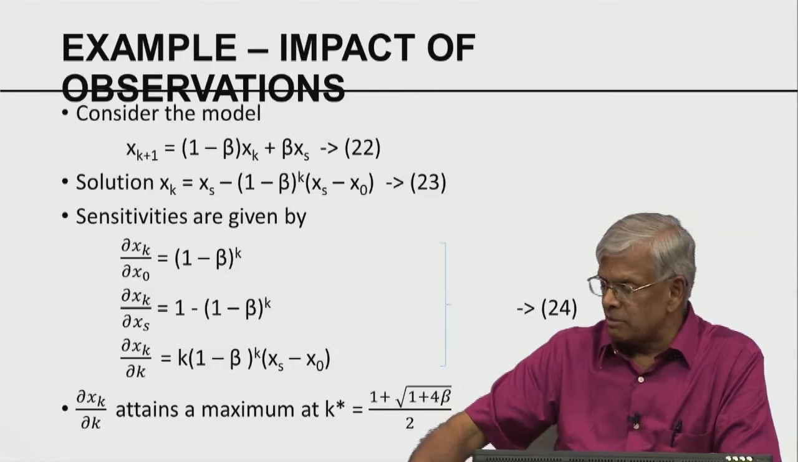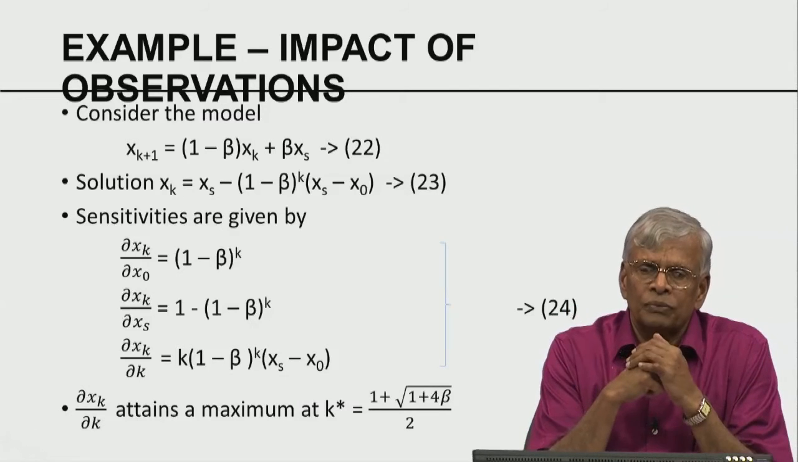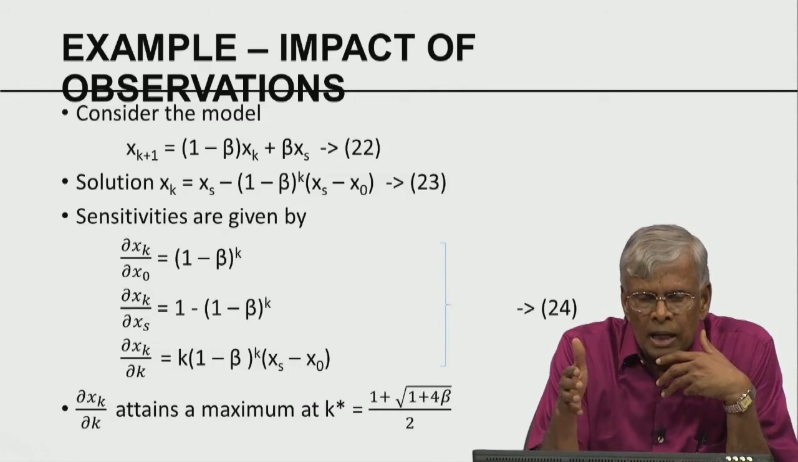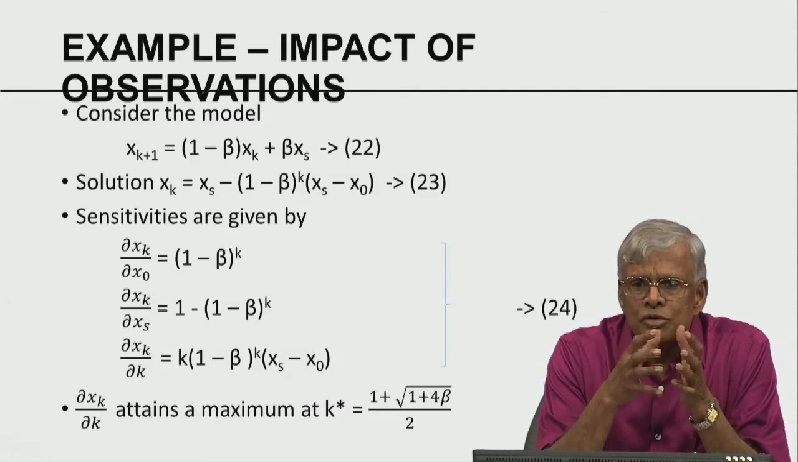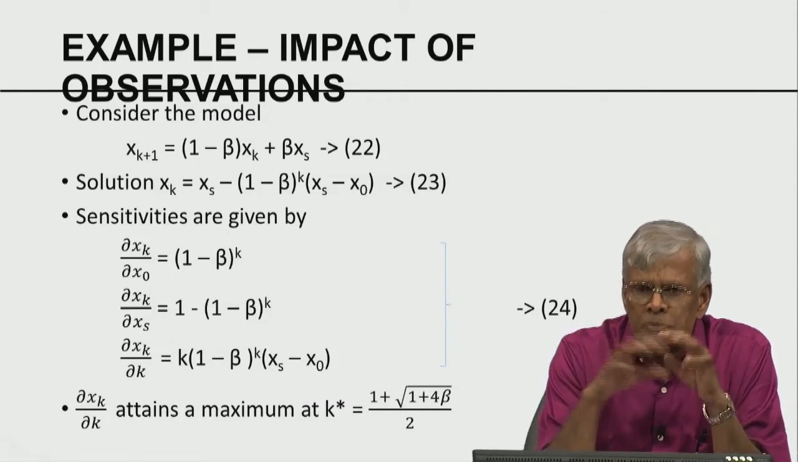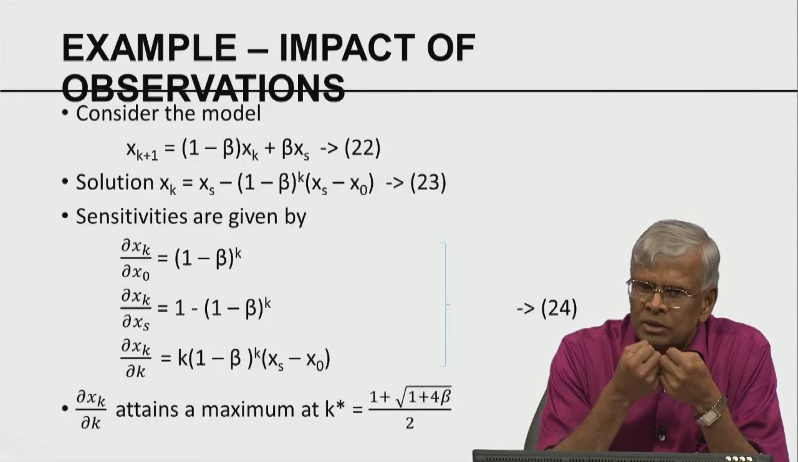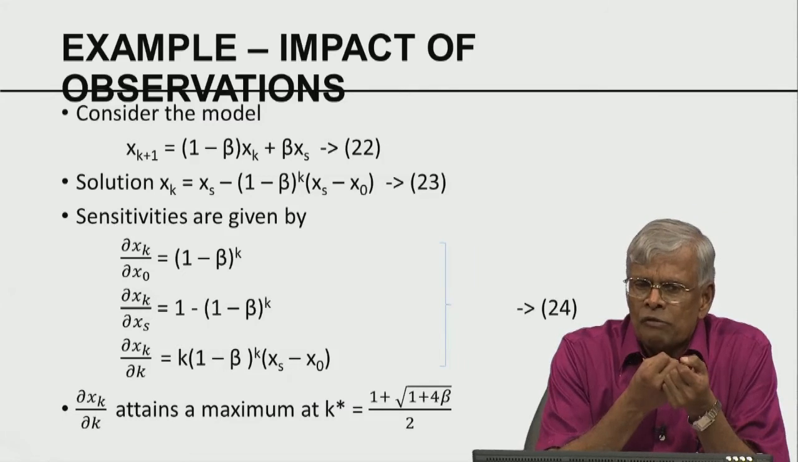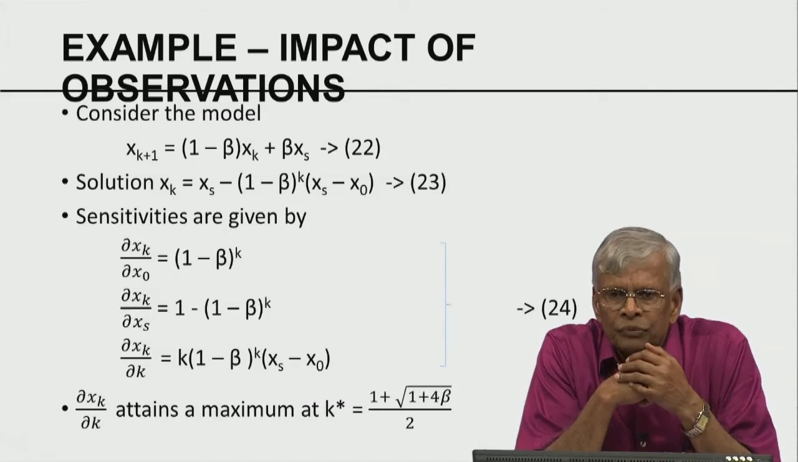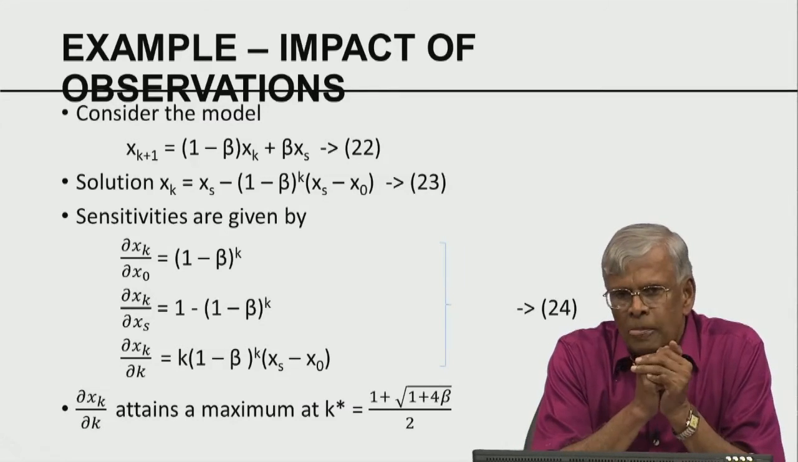One of the standard questions in data assimilation is, how do I distribute my observations temporally? How do I distribute my observation stations spatially? So the fundamental question relates to how you distribute the observations in a spatial temporal domain from where I can get the maximum amount of information that can be derived from the observations for being assimilated into the model. That's one of the fundamental questions that continues to be of great interest in data assimilation.